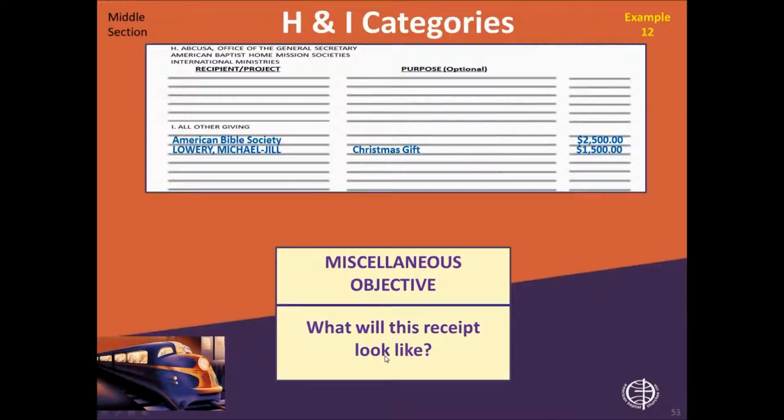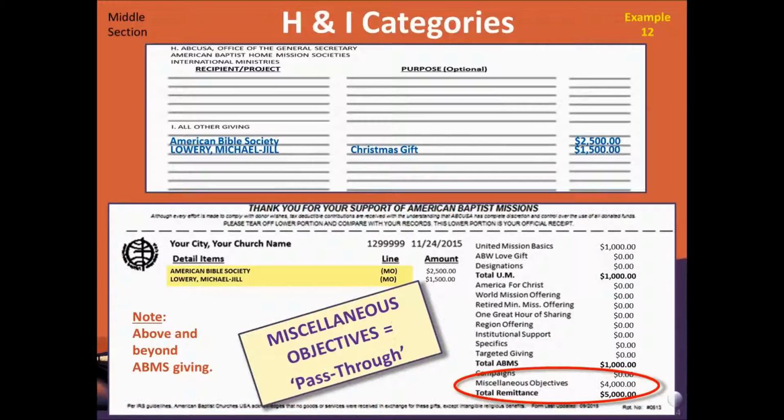We also have miscellaneous objectives. Now, these are special gifts called pass-through gifts. What will this receipt look like? Again, these are above and beyond ABMS giving because they go directly to the person or the institution. They're outside ABMS, and they're just passing through the system and going right along to the project. And you see these as MO.